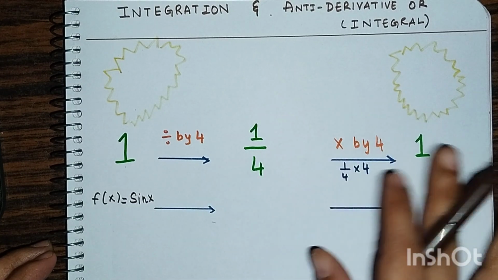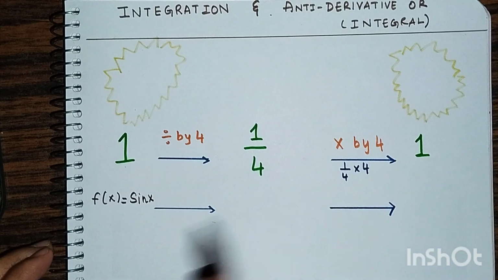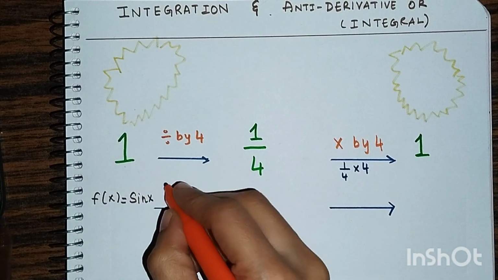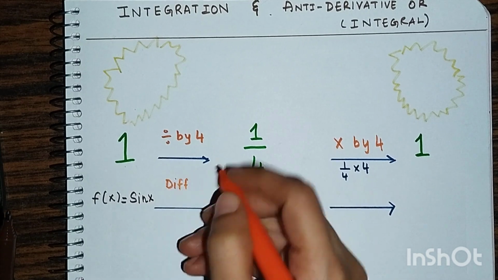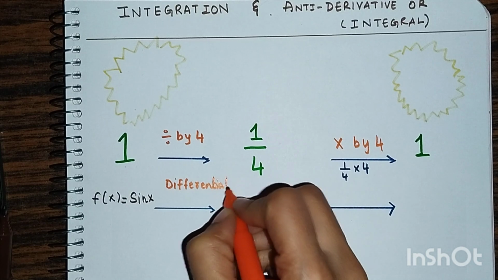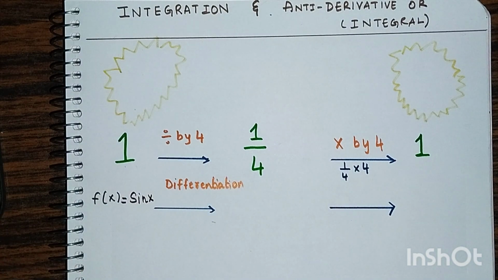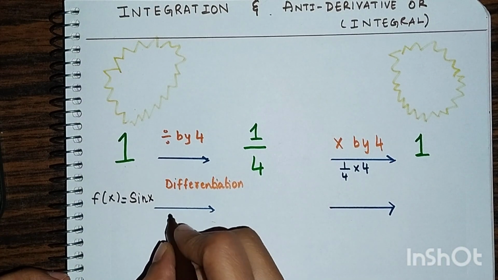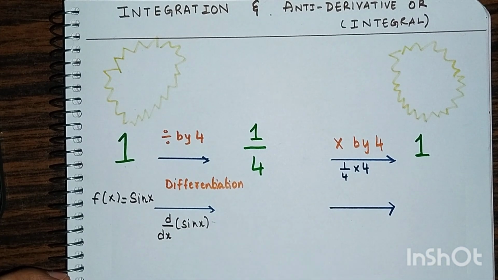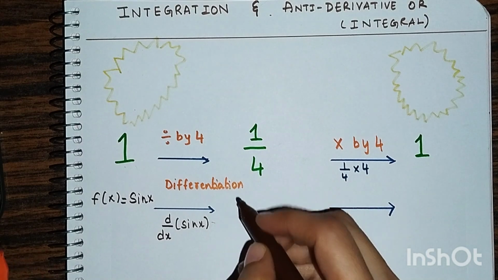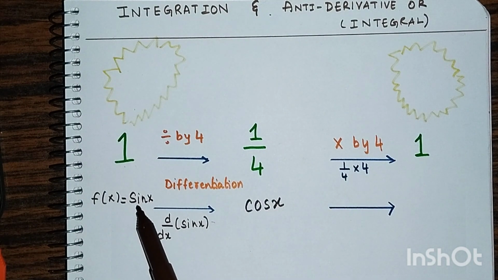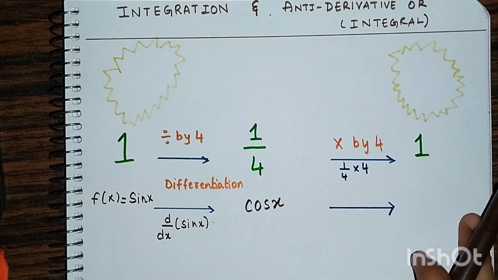Okay, so now let's take the function f(x) = sin x. Now we will differentiate this. So we'll apply differentiation. If we do the differentiation, what will happen? What is the derivative of sin x? We will get cos x, right? So you took the function, you did the differentiation, you got cos x.